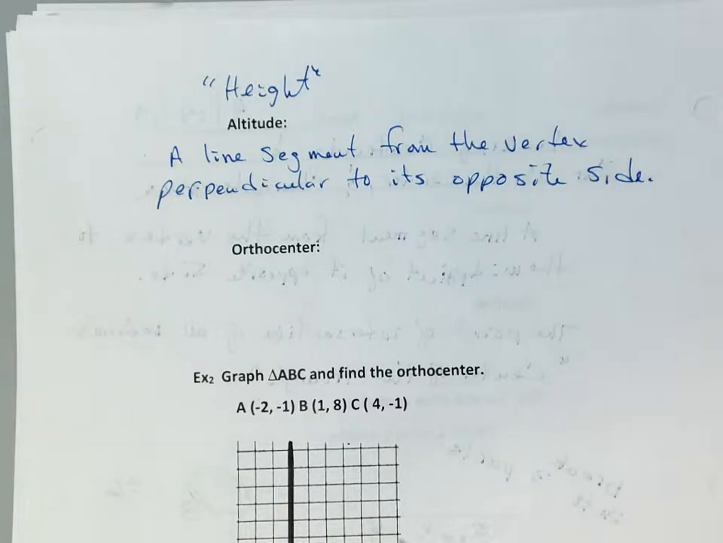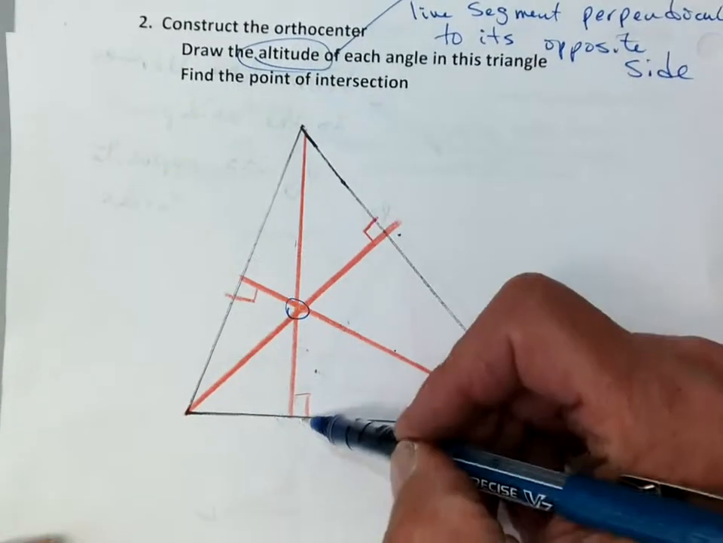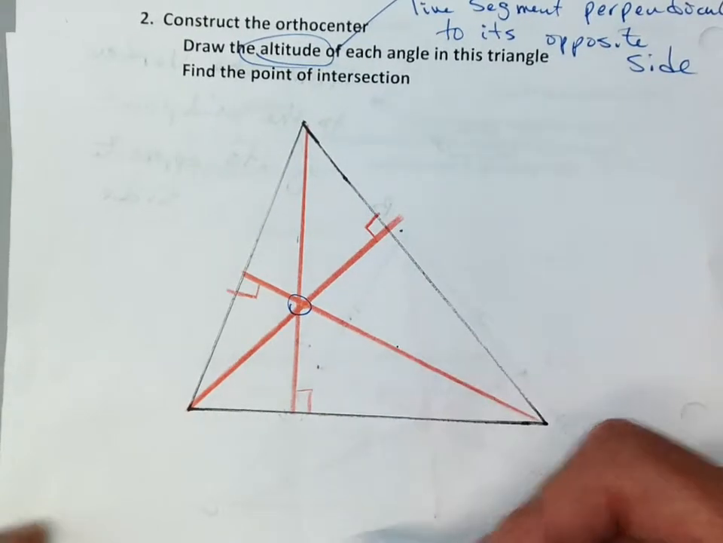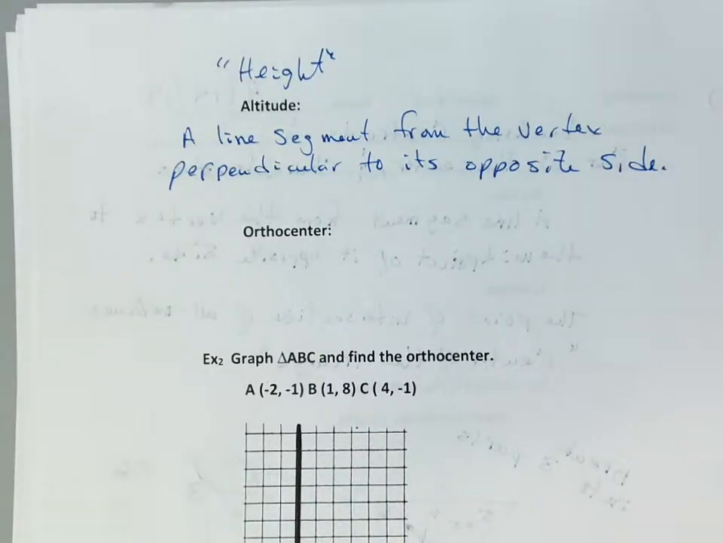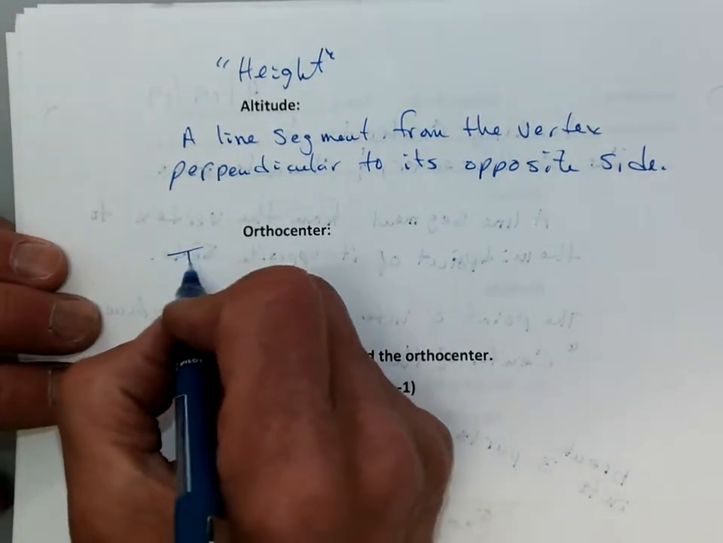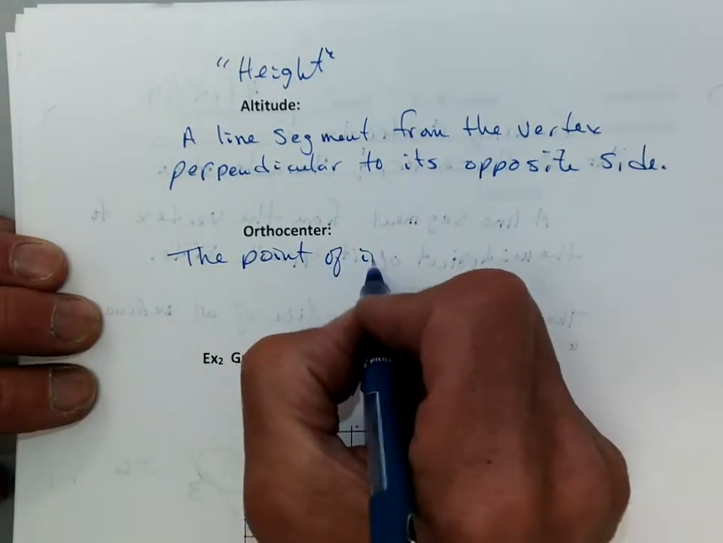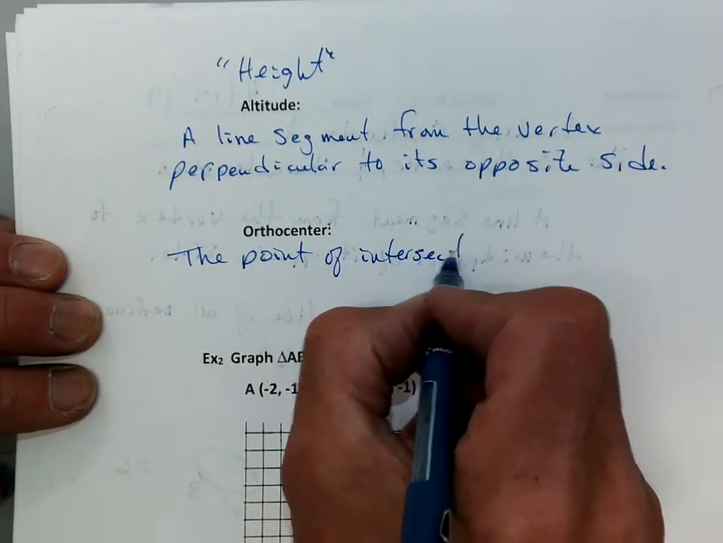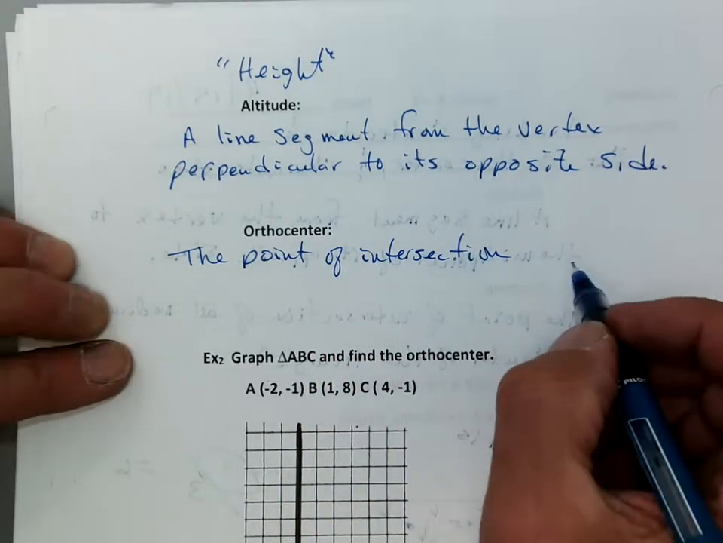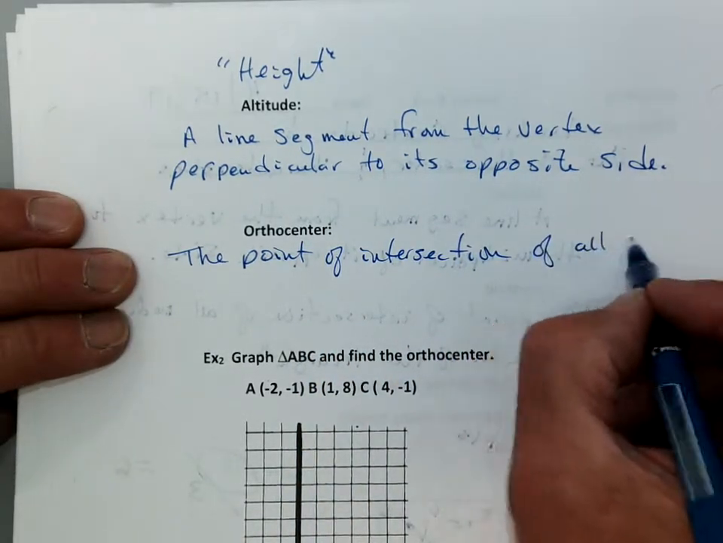We did that too. It looks pretty good here. So it's just straight down, right? Straight down 90, right? So it's just a line segment from the vertex perpendicular to its opposite side. Now the orthocenter is a point. So the point is the point of intersection of all altitudes.